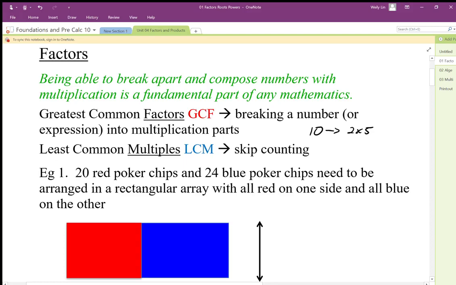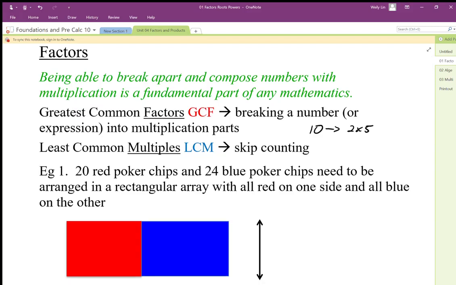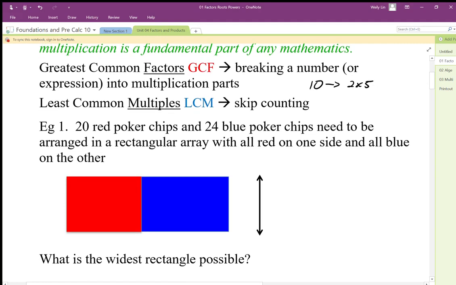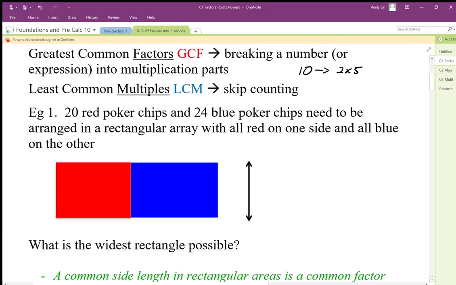We're also going to look at least common multiples, and multiples are basically skip counting. So 2, 4, 6, 8, 10, 12. We are talking about multiples, and again, we're skip counting, meaning we're dealing with groups of things, and we're talking about multiplication. So we want to grow numbers through multiplication. So we need to recognize when we're dealing with factors and when we're dealing with multiples.